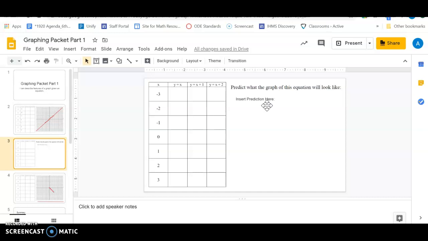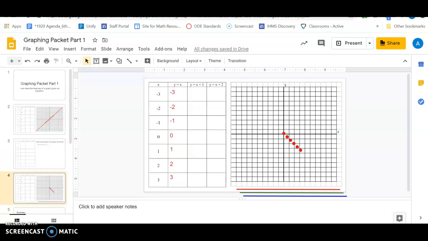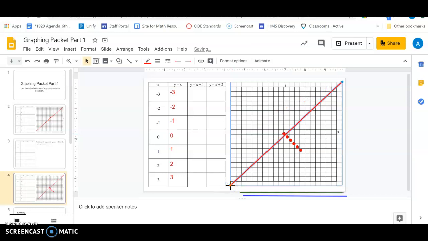Okay, let's test this prediction. Let's go back and look at what we've got. We already know what y equals x looks like. We can regraph it here. But what we don't know is what y equals x plus 1 and y equals x plus 2 look like. So we're going to look at what these look like.